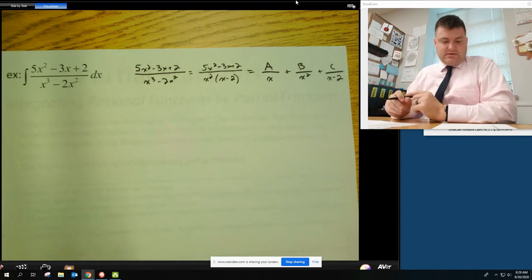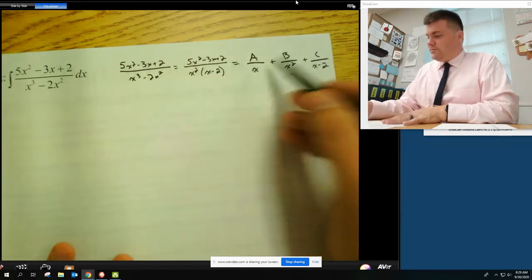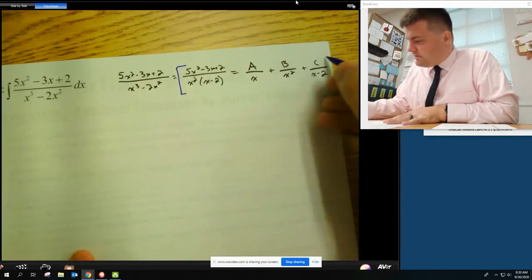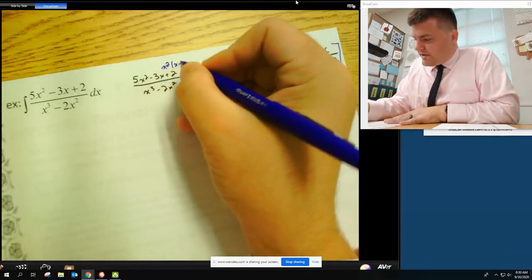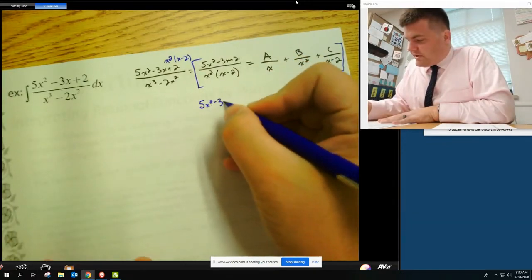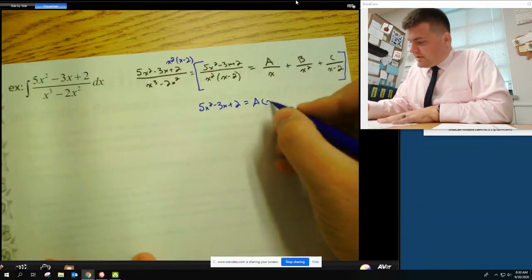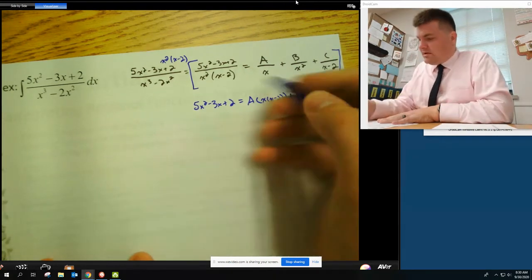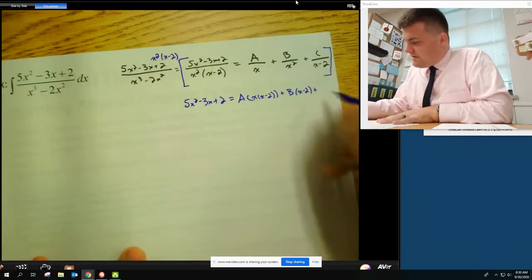So with that being said, I need to figure this out right here. For partial fractions, I'm going to multiply everything here in blue by x squared times x minus 2. I multiply all of that through. On the left side, I'm left with just 5x squared minus 3x plus 2 equals A, and then one x cancels out, so I get x minus 2, plus B, the x squareds cancel out, so x minus 2, plus C, and you just have the x squared.